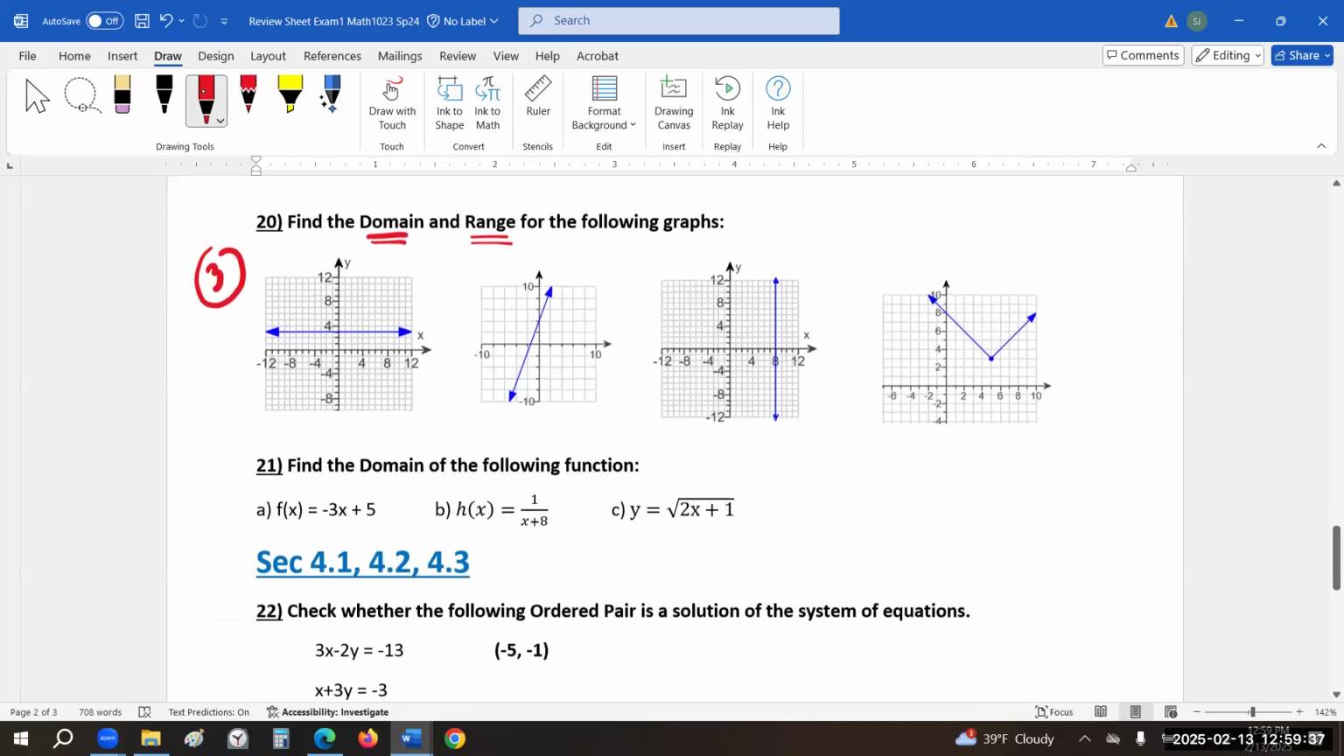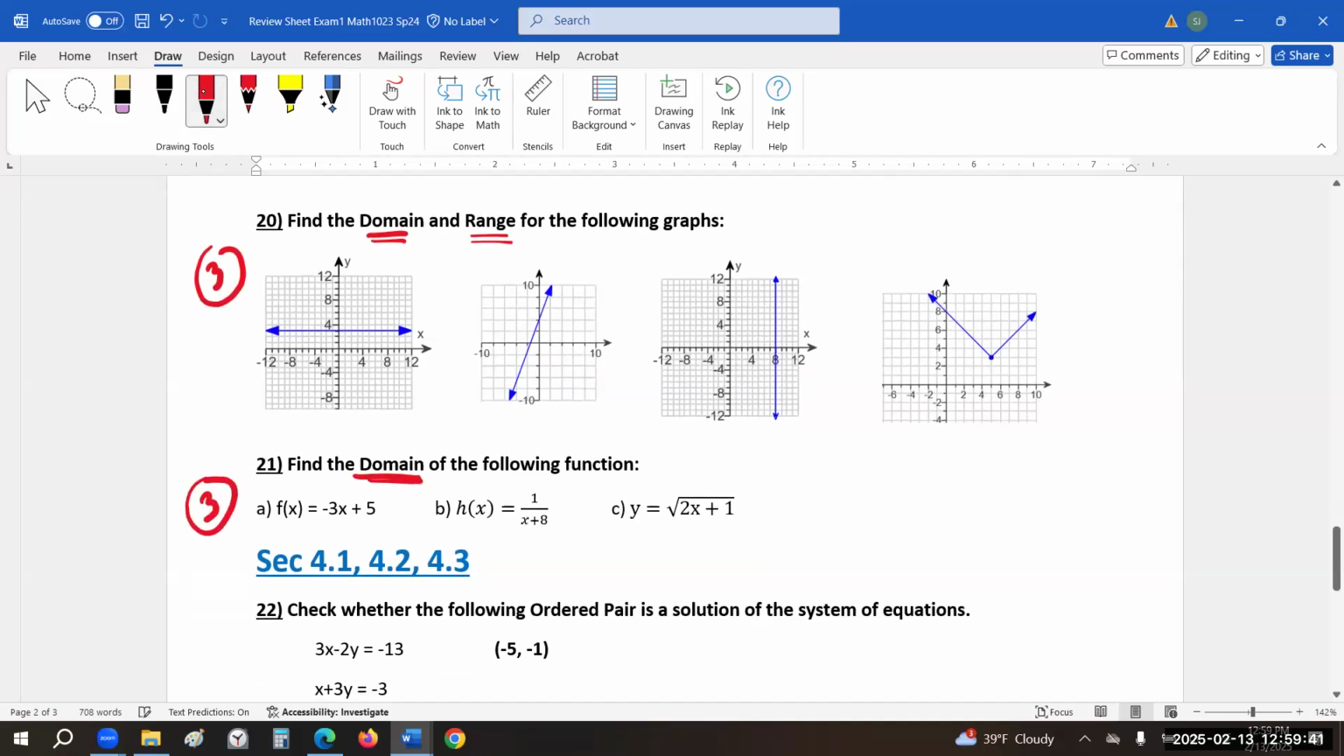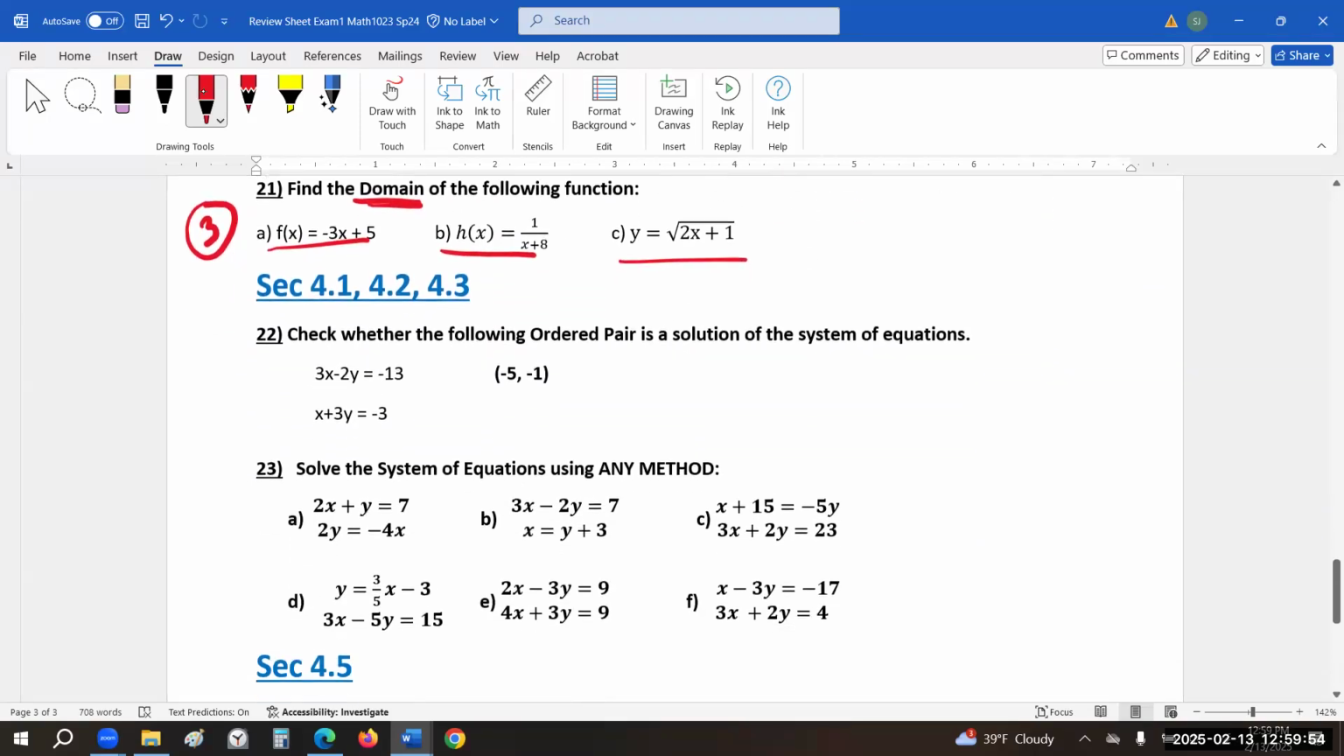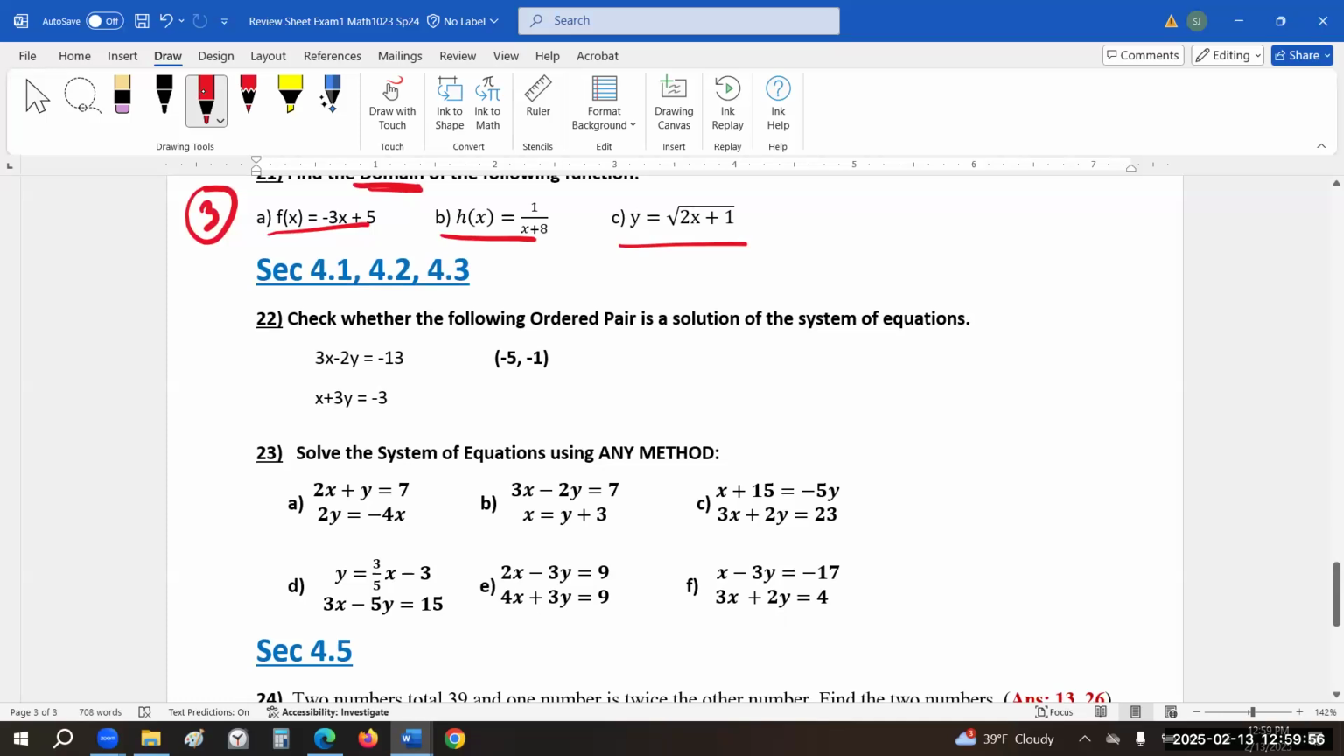Now the same question, find the domain only. And again, I'm going to ask 3 of these because we have 3 scenarios. And then I'm going to skip 20 seconds.